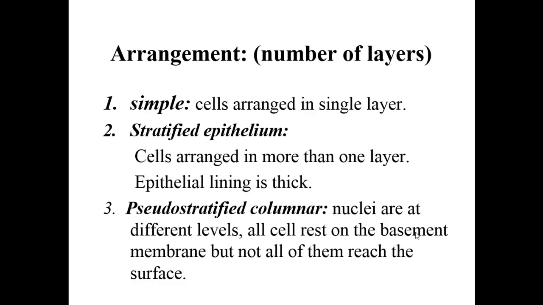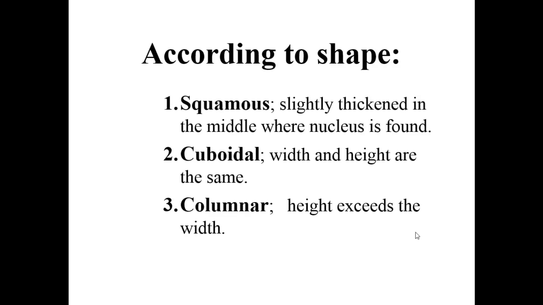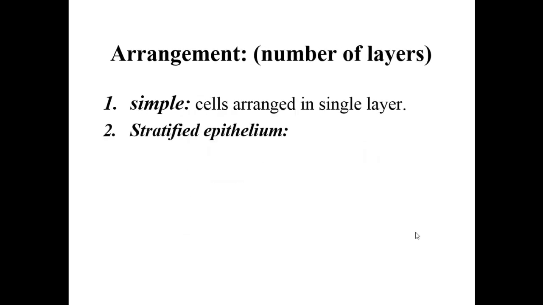Okay, so now we divided the epithelium according to shape into three types, and according to arrangement into simple and stratified. Okay, forget about the stratified, we'll come to it later. If we take this symbol, if the epithelium is formed of one layer of cells and the cells are flat, this is simple squamous. If the cells are cuboidal, this is simple cuboidal. And if the cells are tall, this is simple columnar.